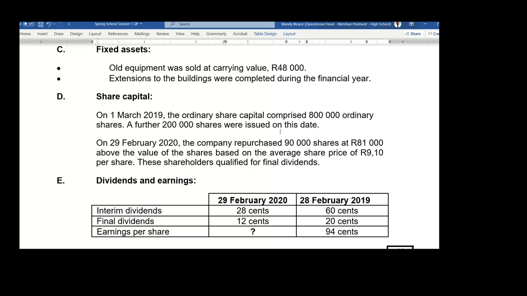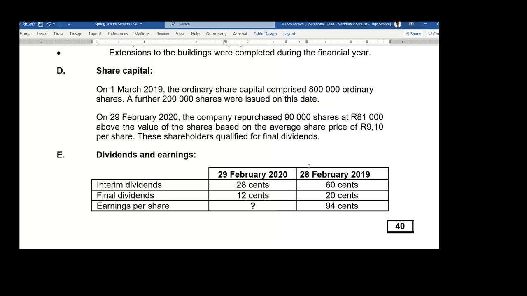Okay, I need to ask myself that. I'm asking you as well. Then they say, on the 29th of Feb, the company repurchased 90,000 shares at 81,000 Rand above the value of the shares based on the average price of 910. So then they give you the average price. And they say that they sold it for 81,000 above the average price. How would you work that out? That's a rhetorical question, because I'm going to answer it.